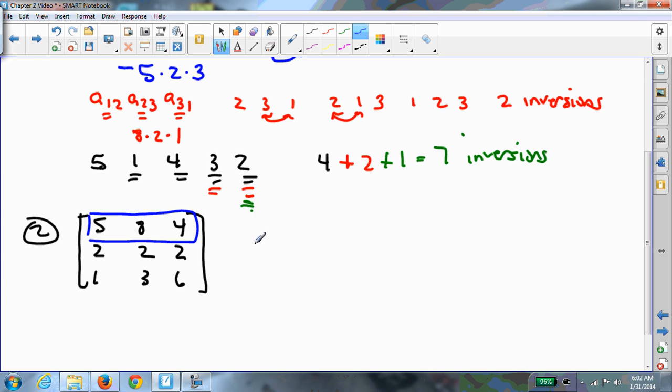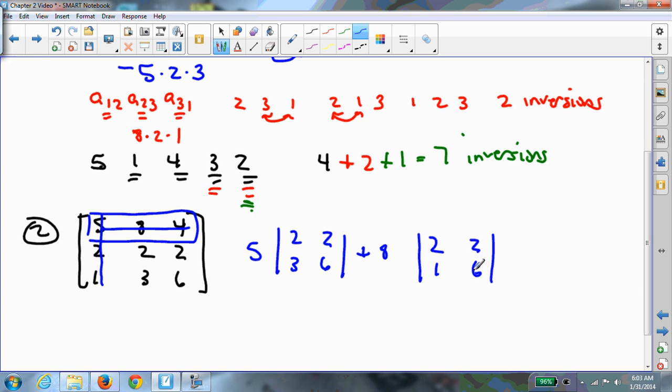What we're going to do is 5 times the determinant of the matrix 2, 2, 3, and 6, which would be generated if I crossed out the row and the column that 5 is in. Then I'm going to do 8 times the generated matrix, which would be 2, 2, 1, 6. But I'm going to use a negative 1 here because that has a cofactor of negative 1. And then the last one would be 4 times 2, 2, 1, 3. So a couple of things that I want to review here.